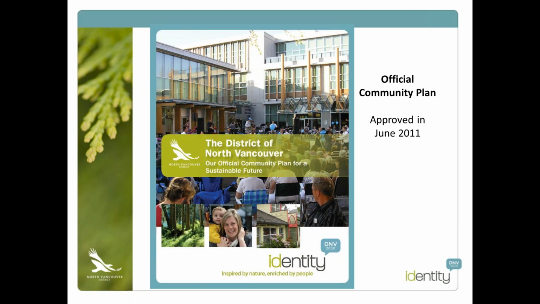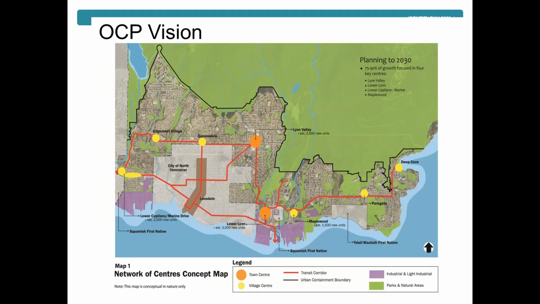All communities have to have an OCP, and ours was actually very outdated. Normally they get updated every 5 years or so, and for us, I think in the District of North Van, it had been something like 20 years since our last OCP, so it was definitely overdue and welcome for staff to have a fresh OCP to work with. So you can see from the map on the slide here the vision for our official community plan, and I'll get into a little bit more detail about it in a minute.